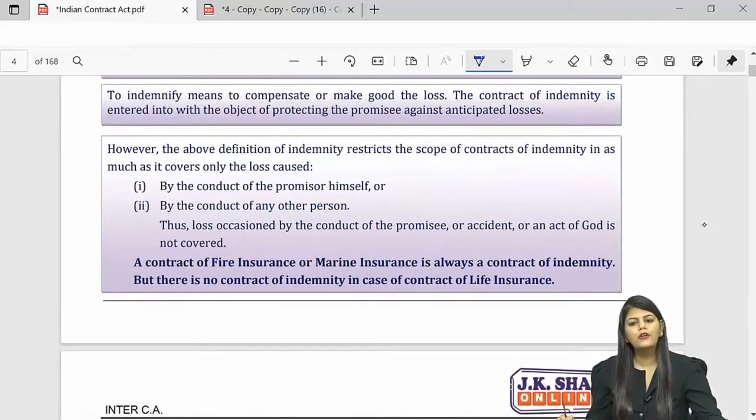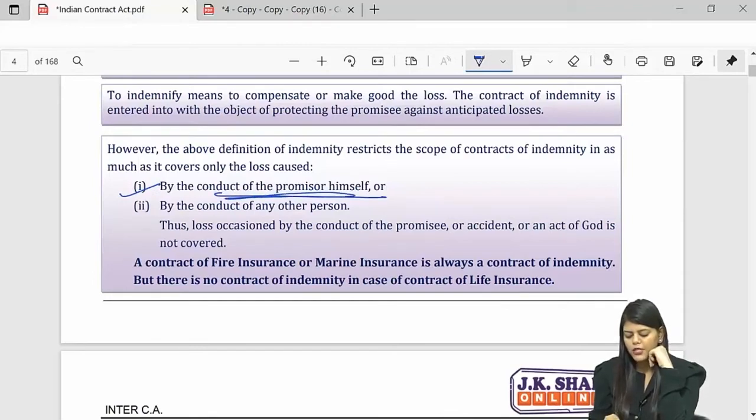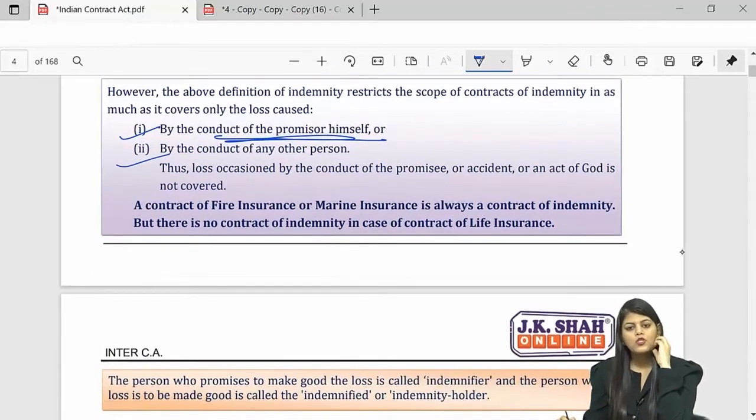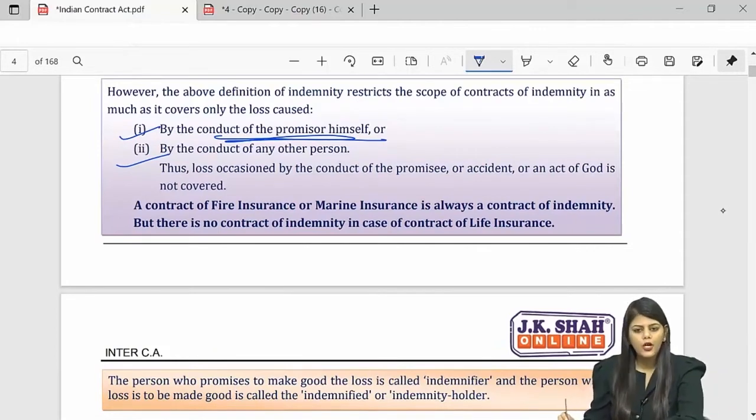So, bacha, a practical life example for indemnity was an insurance contract. In an insurance contract also, the same thing happens. The insurance company tells you if you incur any losses, we'll give you that. So, two losses are covered, conduct of the promisor himself or any other person. So, marine insurance, fire insurance are all indemnity. But bacha, life insurance is not indemnity, because in life insurance you get money either on death or maturity, which is certain. Either death will happen or maturity will happen. So, life insurance does not come in this category.